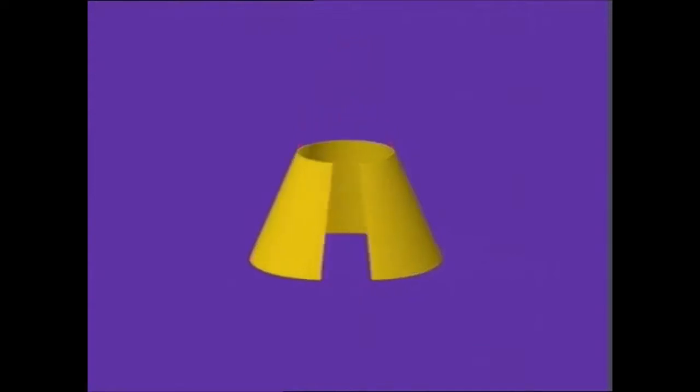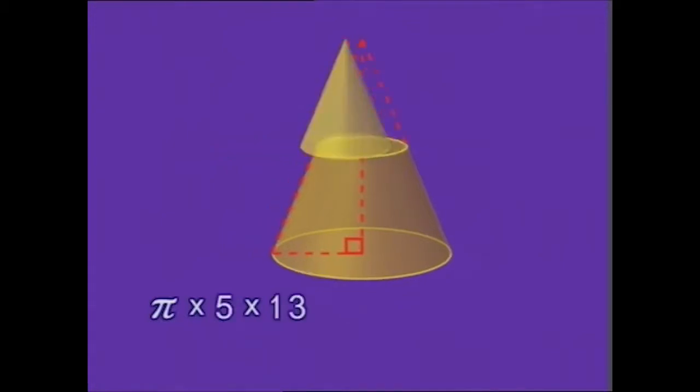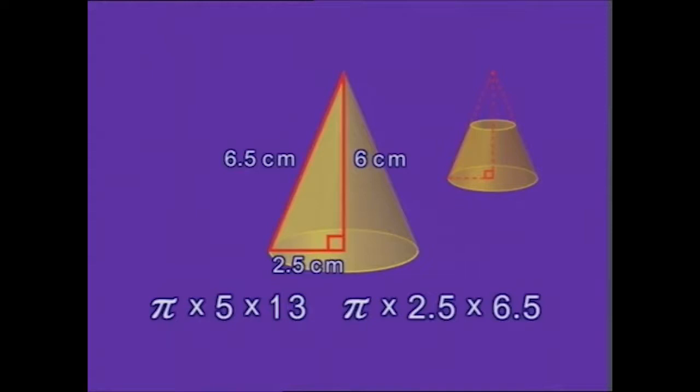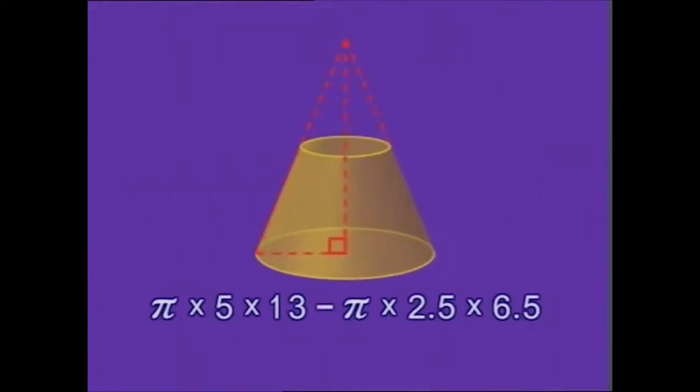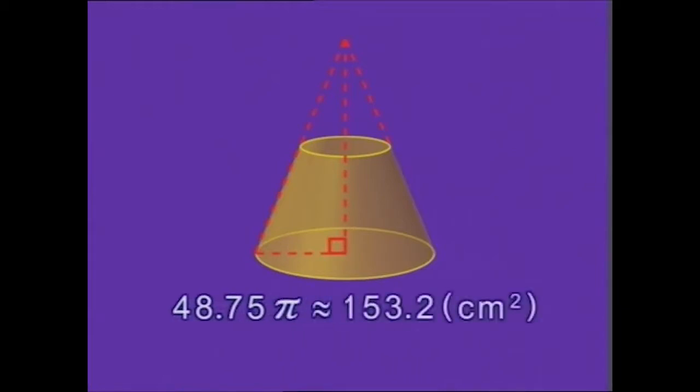Now for a curved surface, the method is similar to calculating volume. I'll use the curved surface area of the large cone and subtract the curved surface area of the small cone. Yes, but you have to calculate the slant height first. Then use the formula for curved surface areas. Then you can calculate the curved surface area of the frustum.